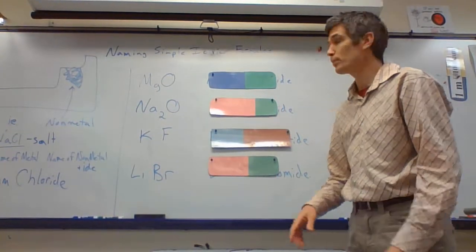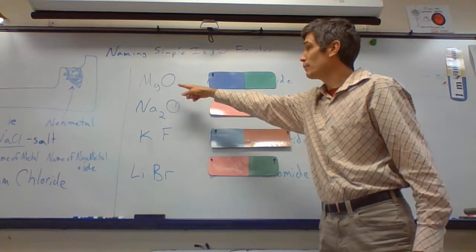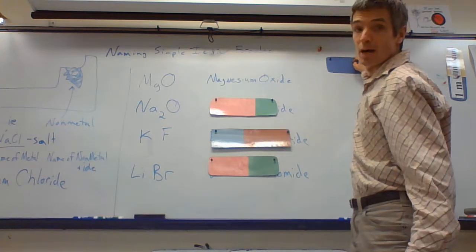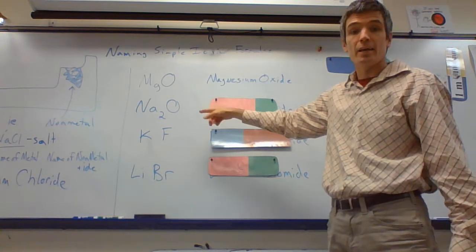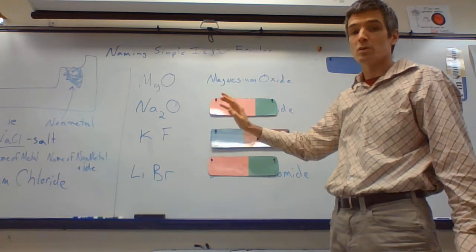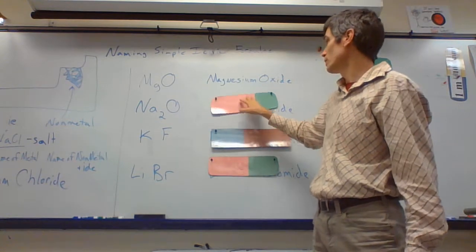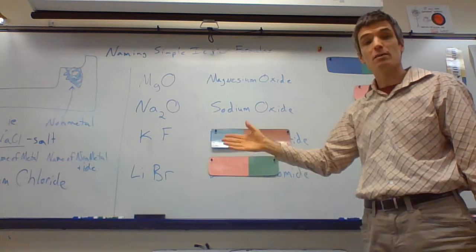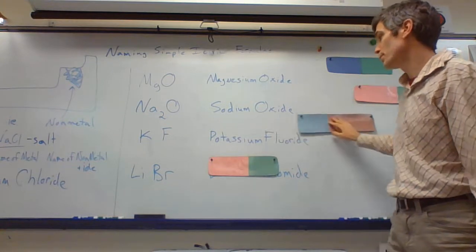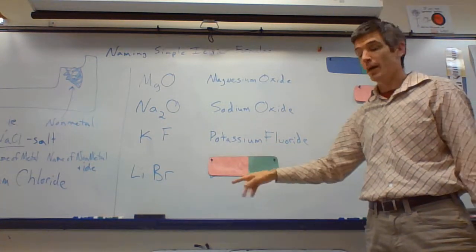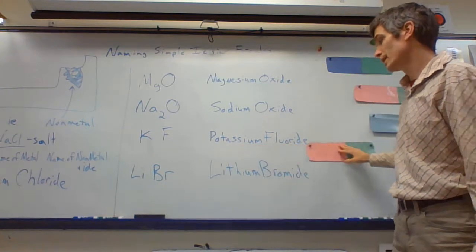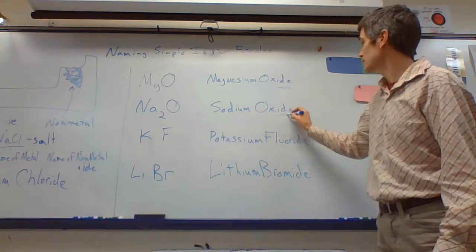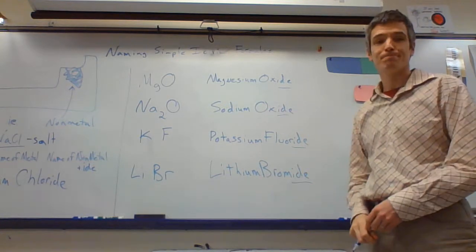Now here are some other examples. MgO. Mg is magnesium. O is oxygen, so this is magnesium oxide. Na2O. Now the 2 doesn't matter in the name, so it'd be sodium oxide. KF. K is potassium. F is fluorine. So this would be potassium fluoride. And LiBr is lithium bromide. Lithium bromide. You can see the ides in all of them. That suffix.